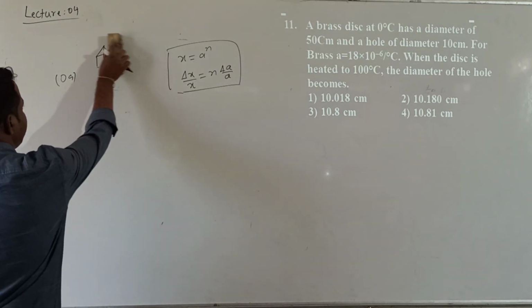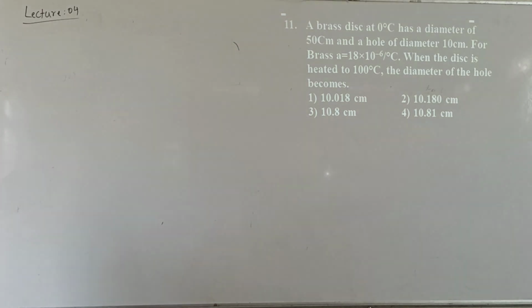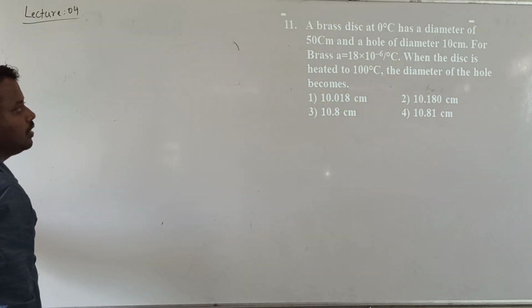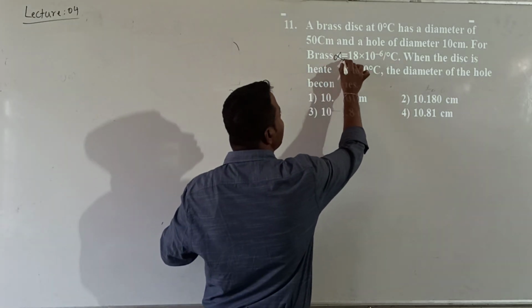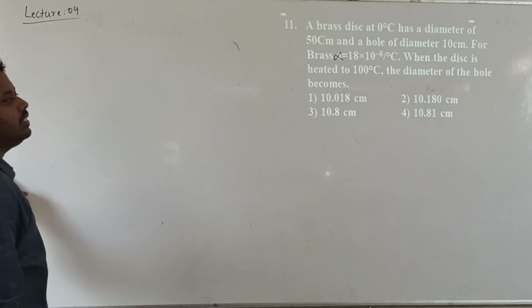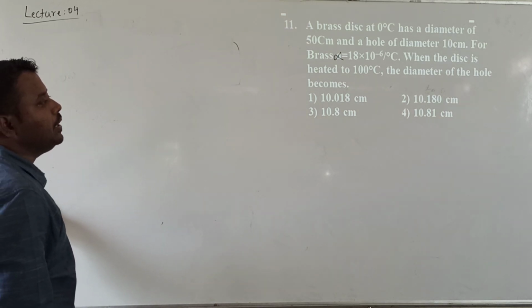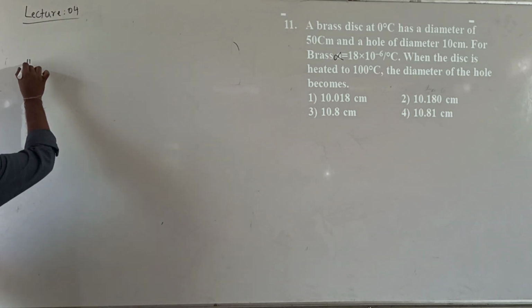So what is this question? A brass disc at 0 degrees has a diameter of 50 centimeters and a hole of diameter 10 centimeters. For the brass, this is alpha. Wherever alpha is there, it looks like a. So the alpha value is given. When the disc is heated to 100 degrees, the diameter of the hole becomes. So this question is also similar to the previous question.